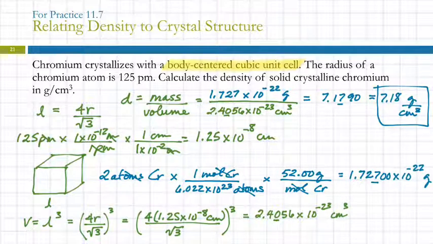Hey Siri, what's the density of chromium? The density of chromium is about 7.14 grams per cubic centimeter. So Siri says it's 7.14. I came up with 7.18. That is a difference in the estimated digit. So we're going to call that good. Any questions?